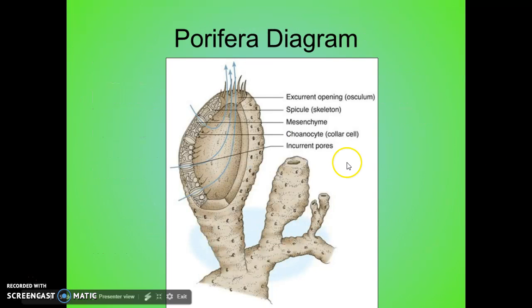Here you see a diagram. Excurrent or the osculum is where water goes out. Choanocytes are these flagella looking things. Those control how much water is going in and out. Incurrent pores are right here, and then the mesenchyme is what holds the sponge together.